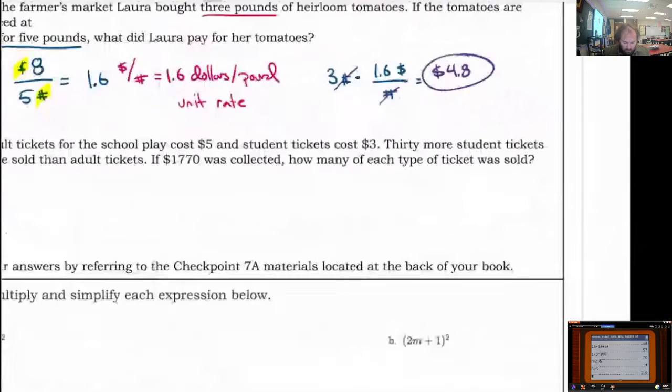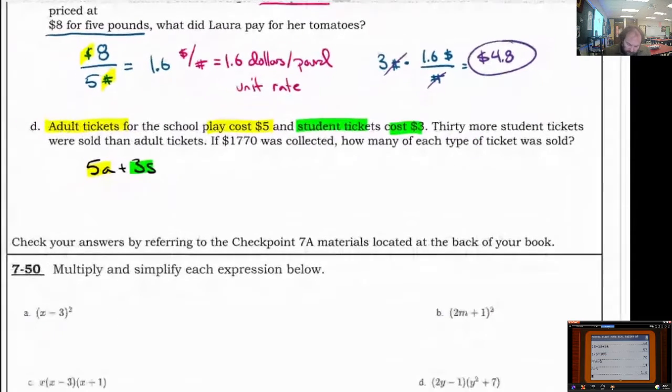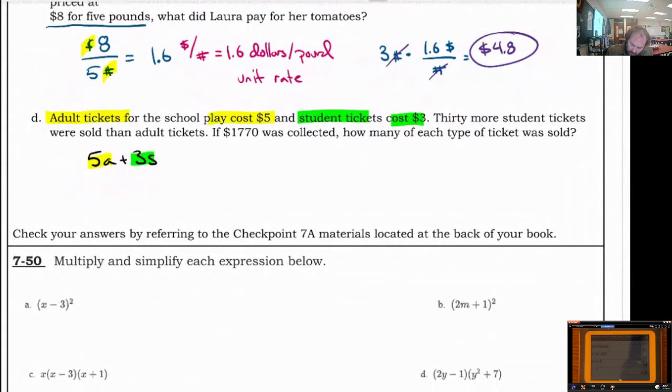And let's look at one more problem. Adult tickets for the school play cost $5 and student tickets cost $3. So let's do $5 times the number of adults plus $3 times the number of students. I'm already seeing that adult tickets are $5 and student tickets are $3, so already putting the pieces together like that. We also know that, look at this, 30 more student tickets were sold than adult tickets.